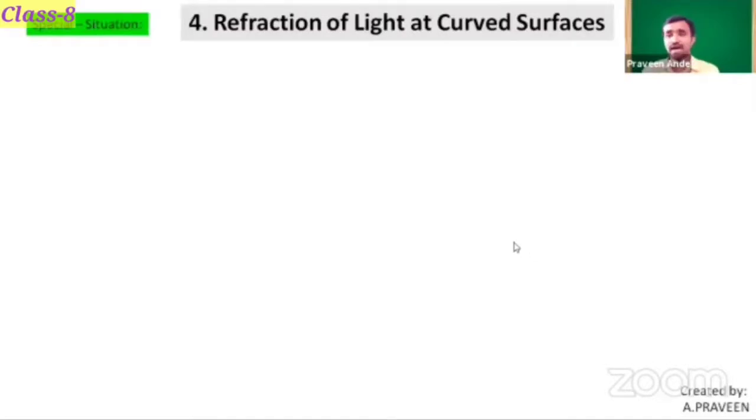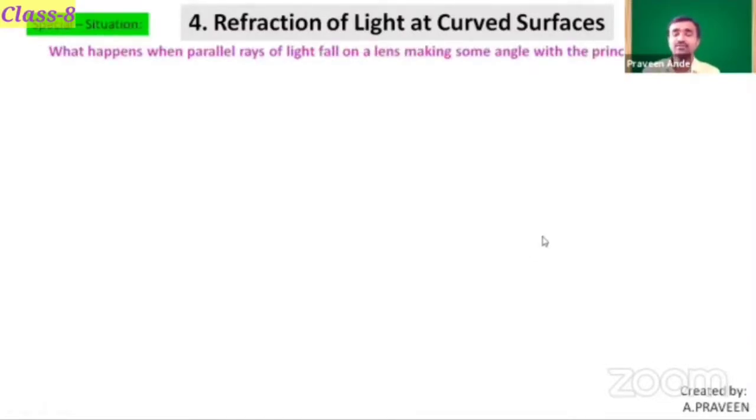Right? Now I will consider a situation where a parallel beam of light rays falls, that means is incident, on a concave lens or a convex lens, but they are not parallel to the principal axis. They are making some angle with the principal axis. See here. Is it clear now? What is the special situation? Look here. I will show that diagrammatically.